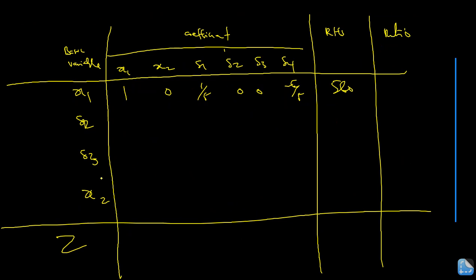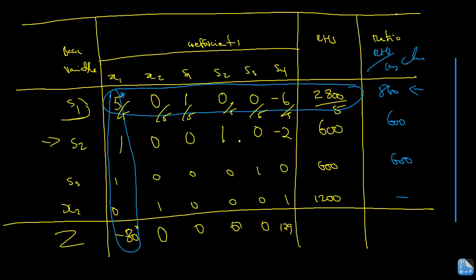Now once you have made your key element to be a 1, you must also make the corresponding elements, or the elements down and above your key element, to become zeros.